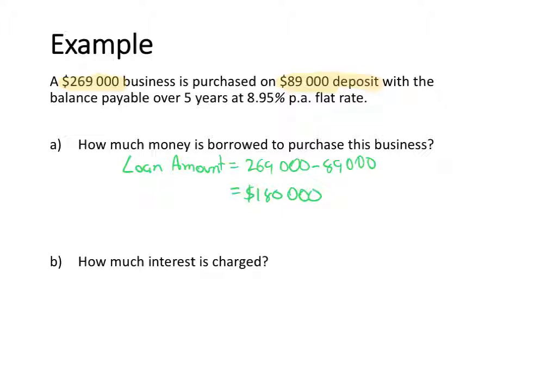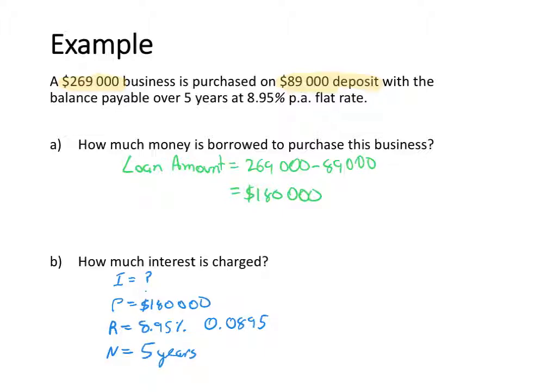So part B is asking how much interest is charged. To do that, I start off by defining the variables that are going to be in my simple interest formula. The interest amount, we don't know. The principal is going to be $180,000. The interest rate is going to be 8.95%. When we divide that by 100 to convert it into a decimal, it becomes 0.0895. And my time is going to be 5 years.